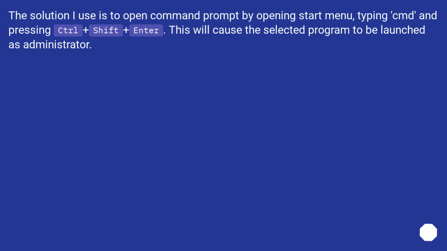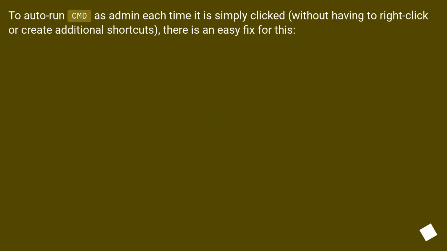The solution I use is to open command prompt by opening the Start menu, typing CMD and pressing Ctrl+Shift+Enter. This will cause the selected program to be launched as administrator. To auto-run CMD as admin each time it is simply clicked, without having to right-click or create additional shortcuts, there is an easy fix for this.